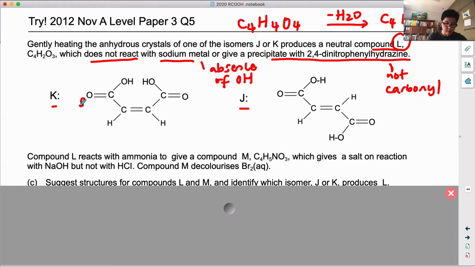So this O is delta minus and this C is delta plus. The lone pair of O here could function a bit like a nucleophile, and it could attack this carbon. And what happens, you take away the H from here and the OH from here. Can you see that? So it could happen in that manner. So K is probably the one that forms L.